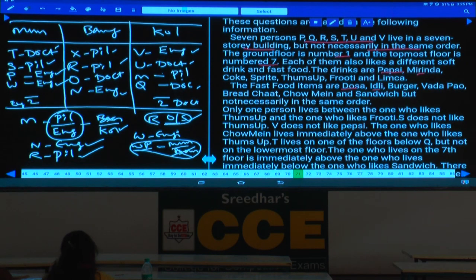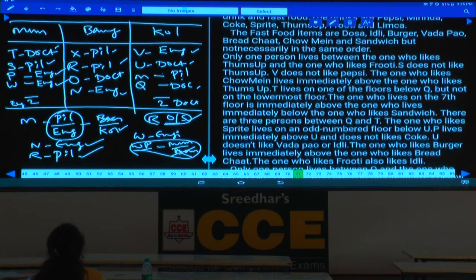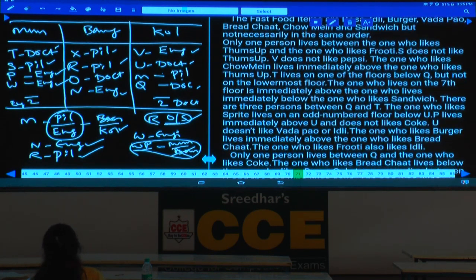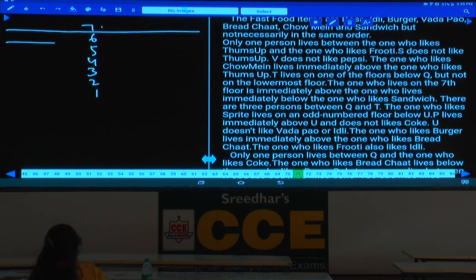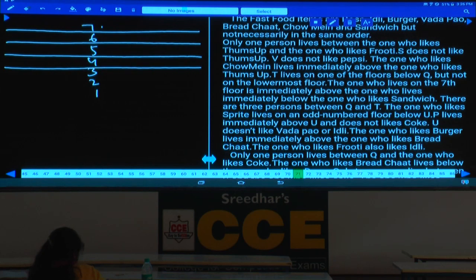7 persons living on 7 different floors, and they like different drinks and different food items. Then, as it comes under floor arrangement, we should fix this floor arrangement at the center, isn't it? Now 7 floors are there. Now this is 7, 6, 5, 4, 3, 2 and 1. 7 floors, 7 persons, 7 different food items, and finally 7 different drinks.